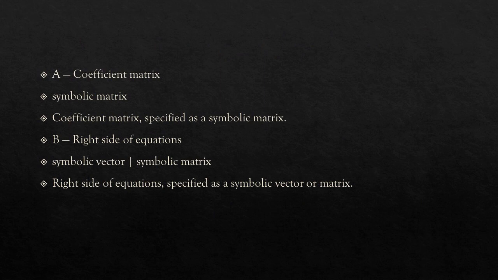Next, we have A as the coefficients: a symbolic matrix or coefficient matrix specified as a symbolic matrix. B is the right side of the equations: symbolic vectors or a symbolic matrix, the right side of the equation specified as symbolic vectors or a matrix.